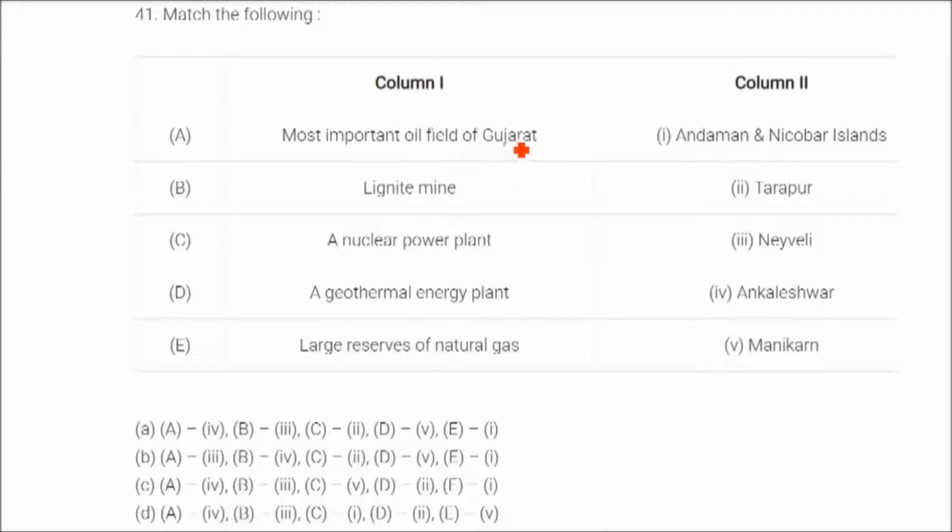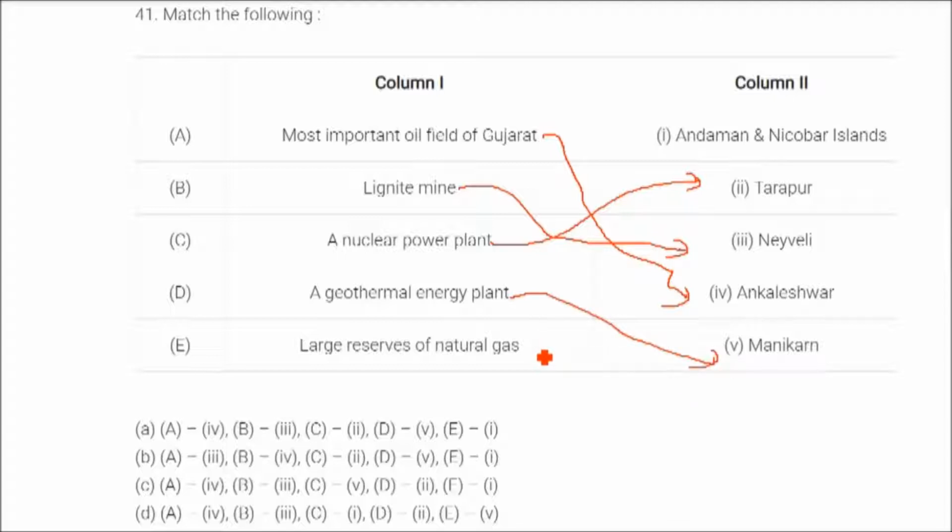Match the following. Most important oil field of Gujarat: it's Ankleshwar. Lignite mine: it's Neyveli. A nuclear power plant: it's Tarapur. Geothermal energy plant: Manikaran. And largest reserves of natural gas: Andaman and Nicobar Islands. So we go with A1.